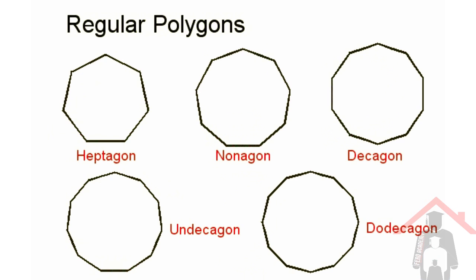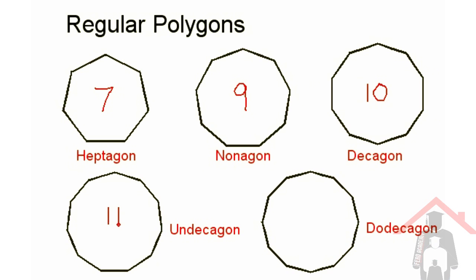Out of interest, these polygons also have names. A 7-sided shape is called a heptagon. Sometimes it's called a septagon. If it has 9 sides, it's a nonagon. A 10-sided shape is called a decagon. This is the one that's most likely to come up on the exam out of these 5. A lot of teachers don't even know this one.